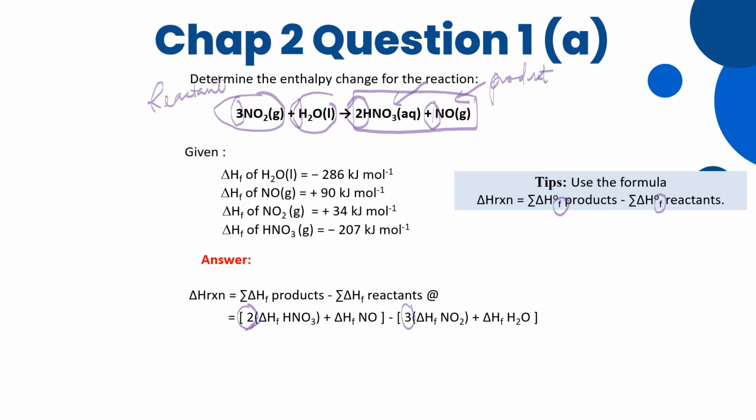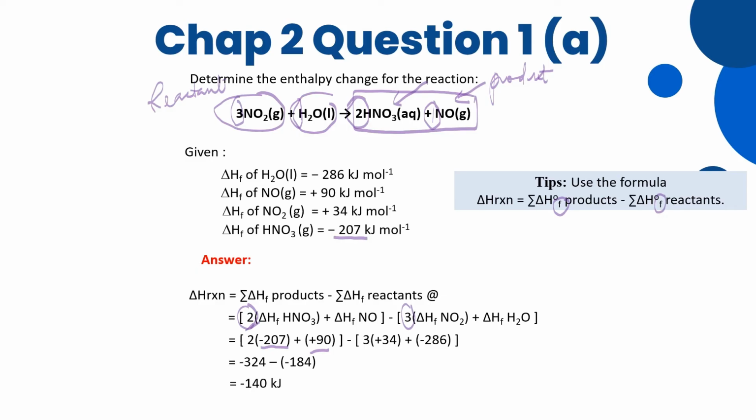Okay, so let's substitute the values from the question. HNO3 has an enthalpy change of formation of -207, and for NO, the enthalpy change of formation is +90. So we substitute all the values in, and we calculate it, and the answer is -140.